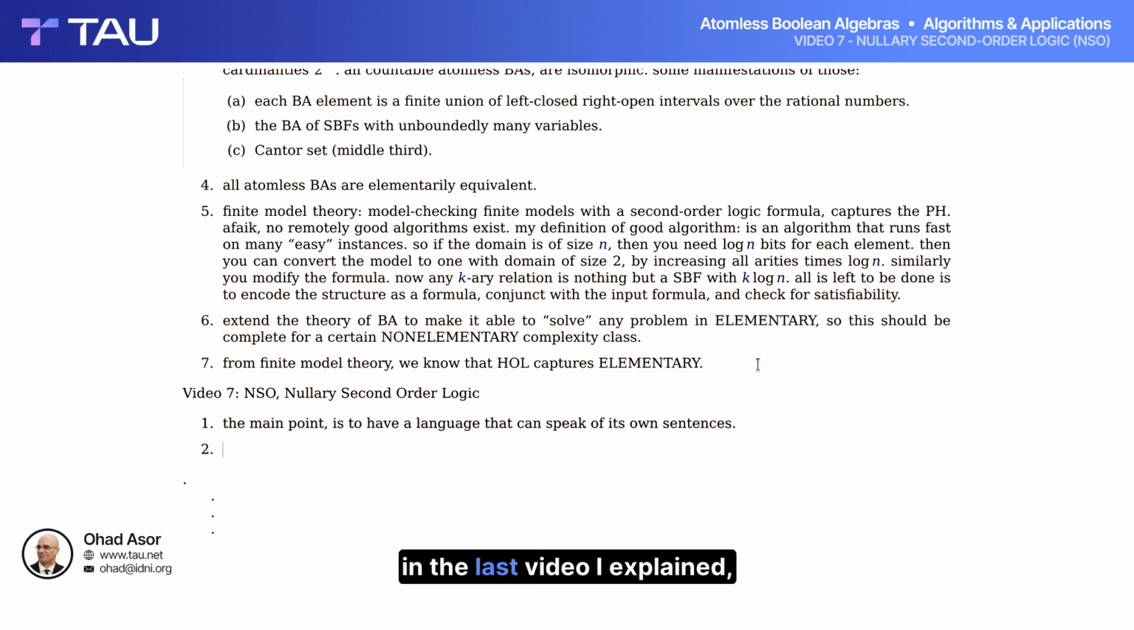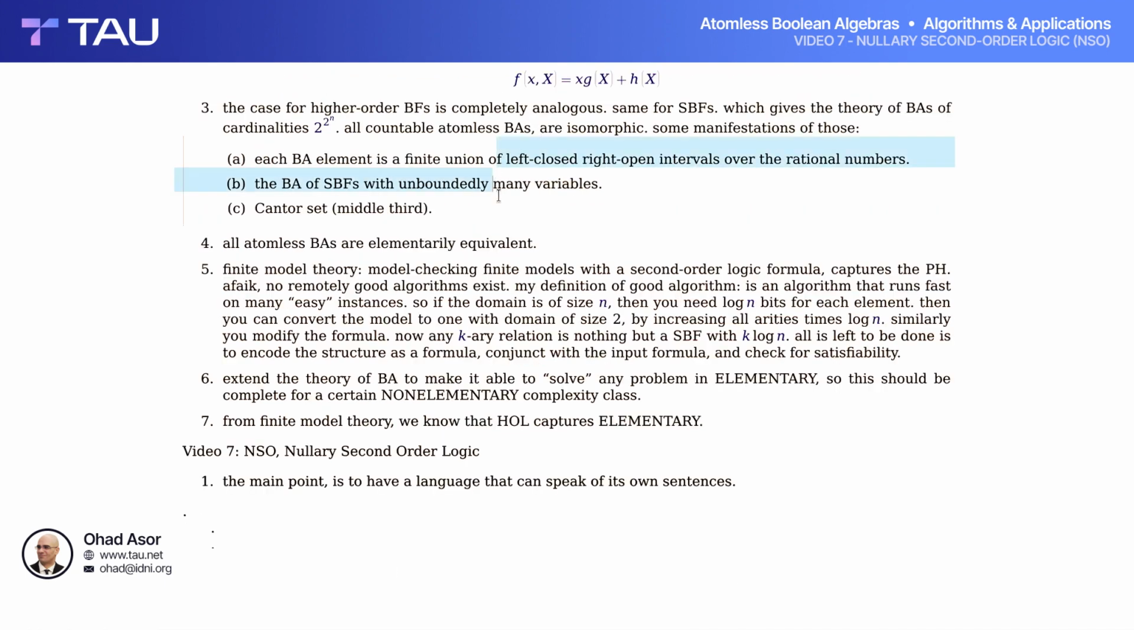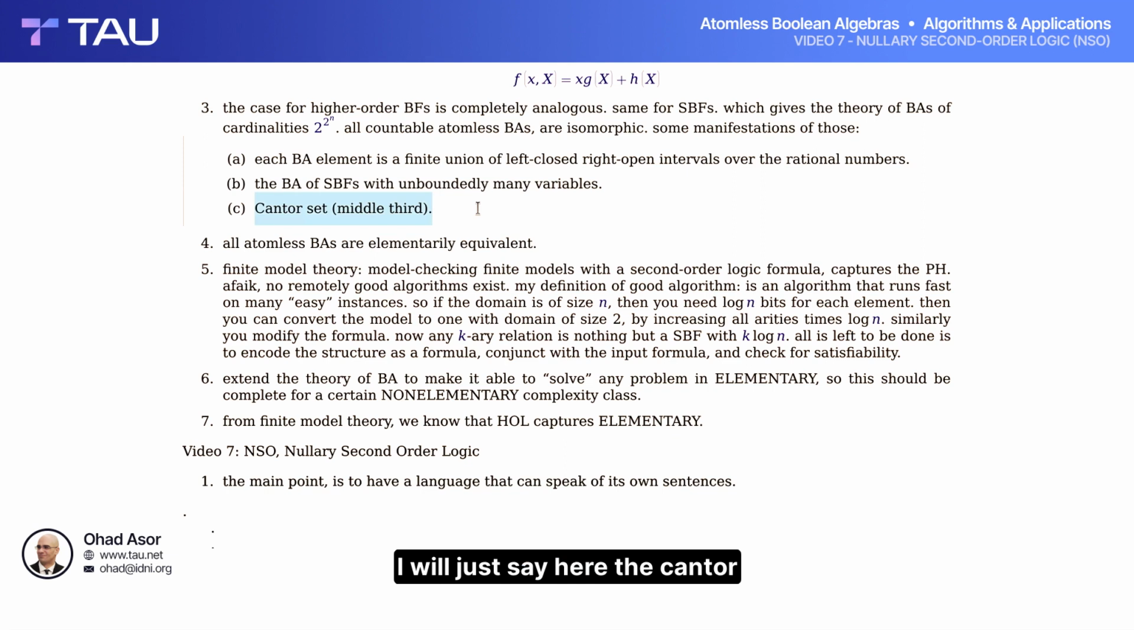Now, in the last video, I gave examples of countable atomless Boolean algebras, but there is another example, which is maybe the most important in logic. So let me say it here. Just before, I would say here, the Cantor set itself is not a Boolean algebra, so we say clopen sets in the Cantor set. They make a Boolean algebra.